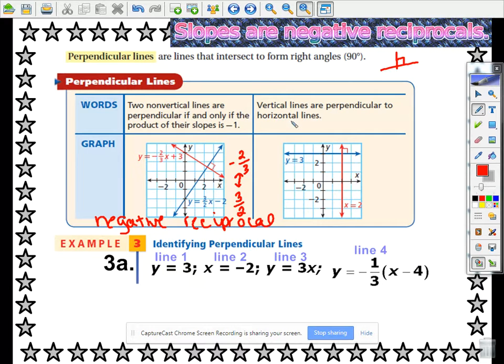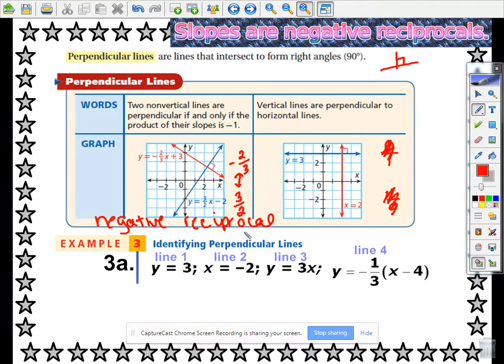And it is understood that all horizontal and vertical lines are perpendicular. We don't need to really look at the slopes. However, if you did, you could say that this was a slope of 0, let's say 0 over 1, where this would be like 1 over 0. But we don't even think about that. We really just know that horizontal and vertical lines are perpendicular.